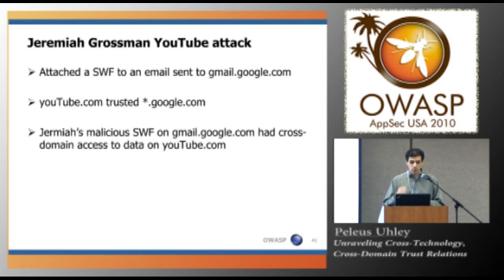So with Jeremiah Grossman's attack, he couldn't actually get to YouTube directly, but what he could do is go to gmail.google.com and send himself a SWF as an email attachment. And what that did is put his SWF within the security context of gmail.google.com because it was hosted there. And then from there, since gmail.google.com is a part of star.google.com, his malicious SWF would be able to make the cross-domain request into YouTube's domain and be able to pull out information.